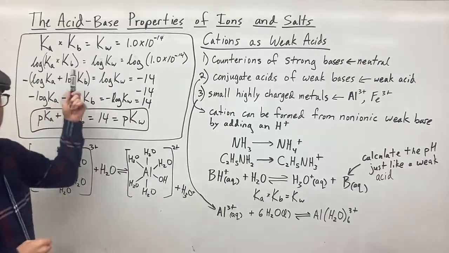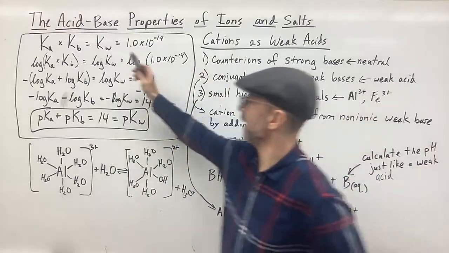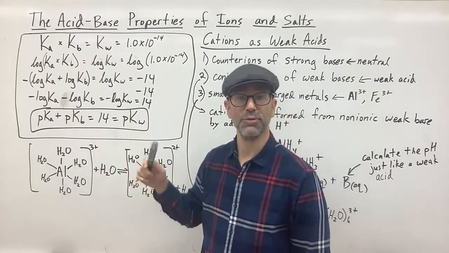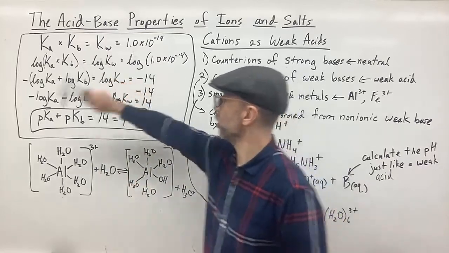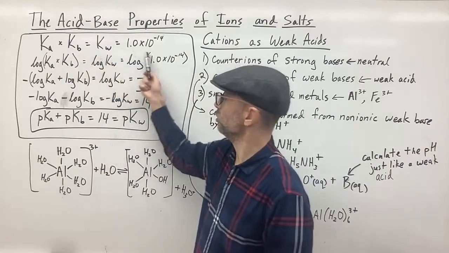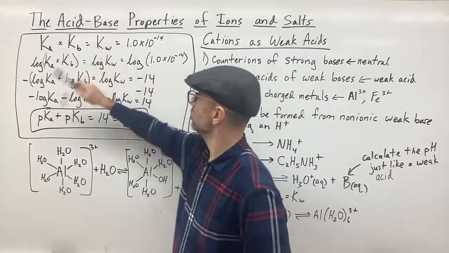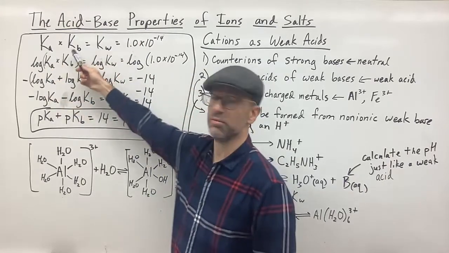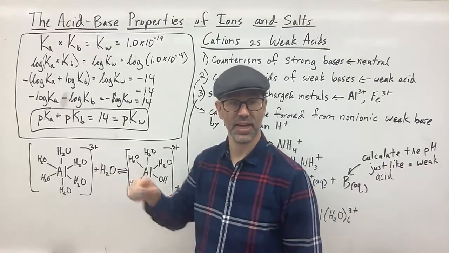So when we talked about how we could use the Ka value from our acid to find the Kb value of the conjugate base of the weak acid. And so we know that the Ka value times the Kb value is equal to the Kw, which is 1.0 times 10 to the negative 14. We could plug in the Ka value of our given acid and find the Kb value of the conjugate base of the anion of that conjugate acid.